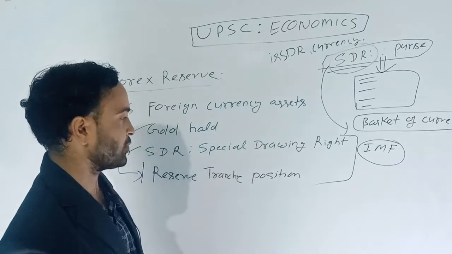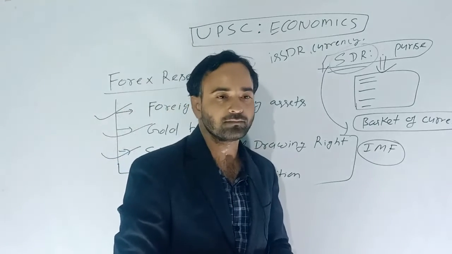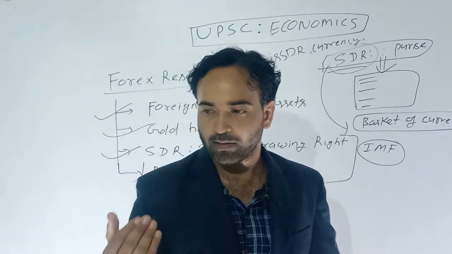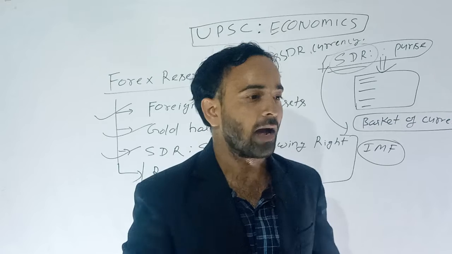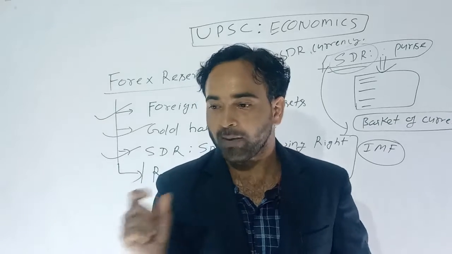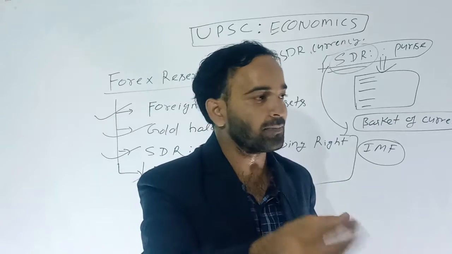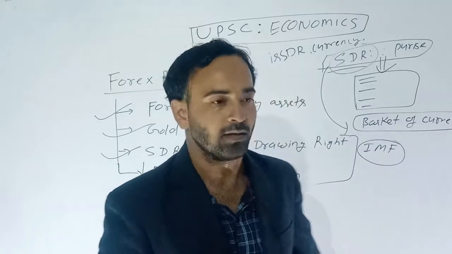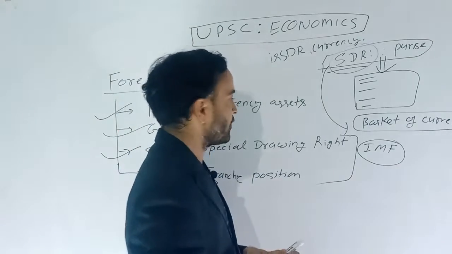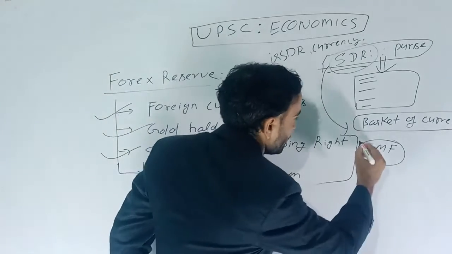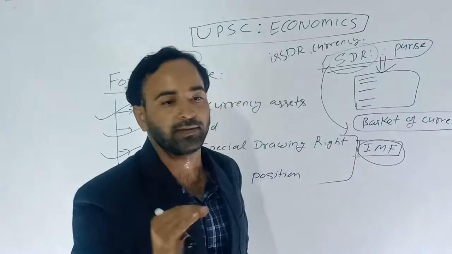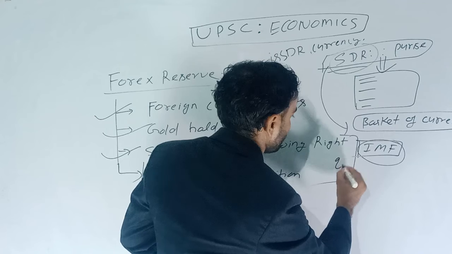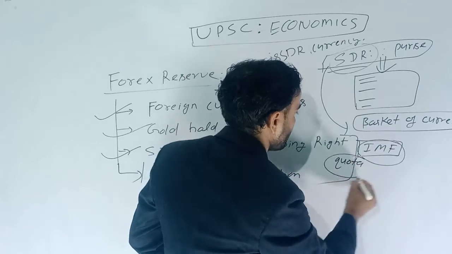and reserve tranche position. Let us suppose we join a political party, as you have seen in the news paper, the Aam Aadmi Party has taken a fee of 10 rupees for participating and becoming part of the Aam Aadmi Party in Delhi. Have you seen? If you have not, don't bother. Whenever you join any organization, they ask for a fee. That is called quota. In standard form, this is called quota.